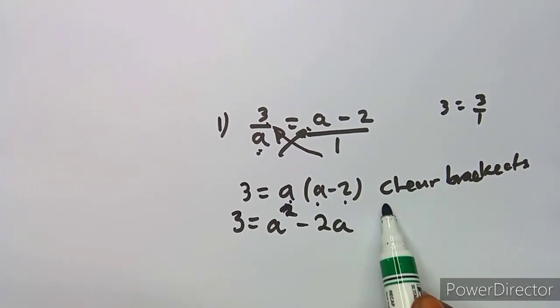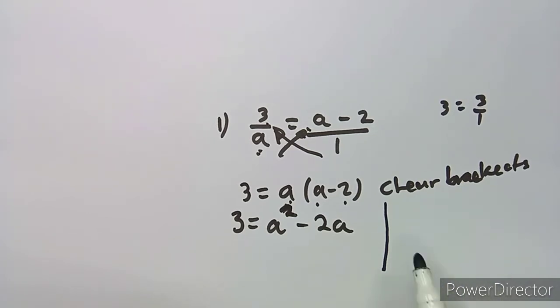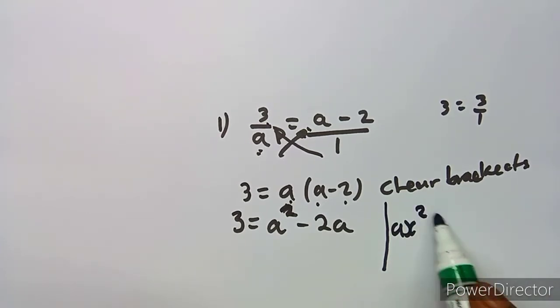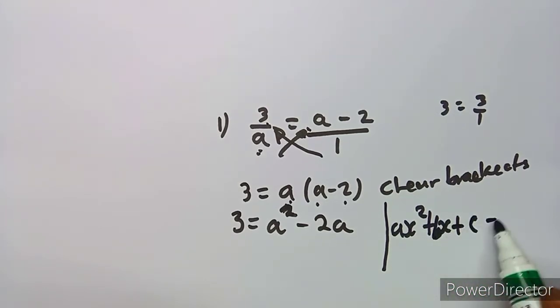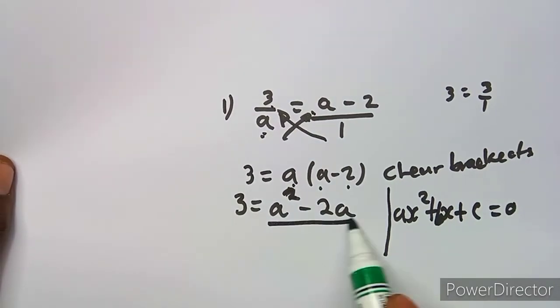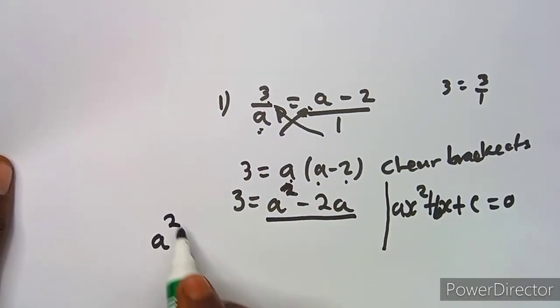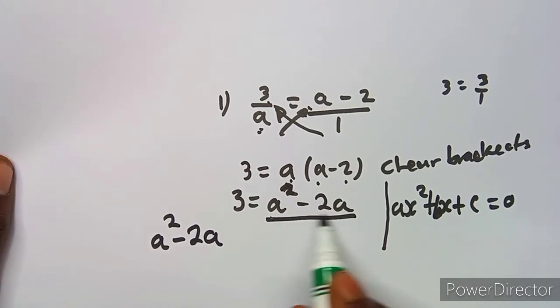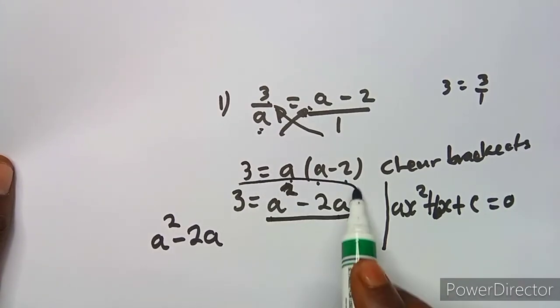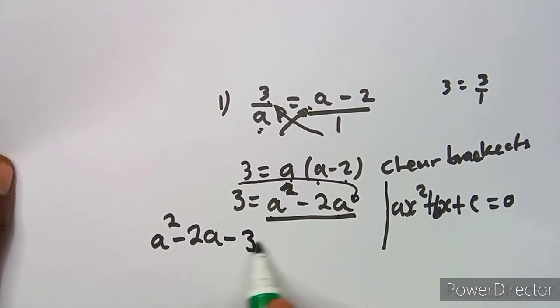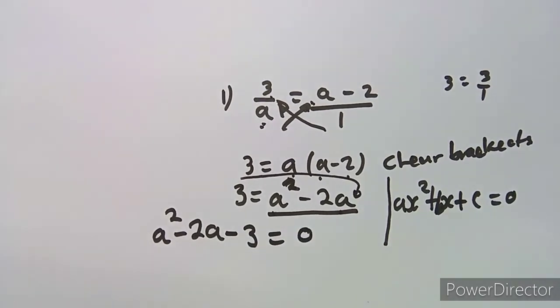So the only thing that you can do to solve a quadratic equation is to rearrange so that it follows the manner ax squared plus bx plus c, which is equal to 0. So you have to make sure that one of the sides is equal to 0. So how am I going to do that? I'm going to write this side a squared minus 2a. Then I transpose this 3 to this side. It's going to be minus 3, which is equal to 0. So I have made the equation equal to 0. So it's a quadratic equation.